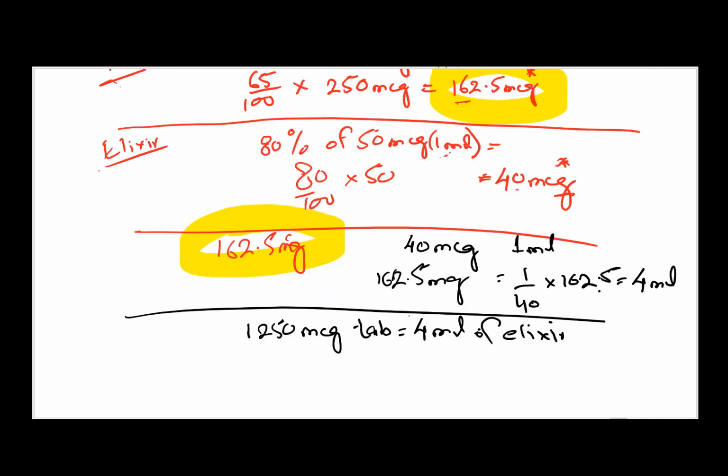So we just had to find out, because the two formulations have different bioavailabilities here, what was the bioavailability of tablet. So we know what is the bioavailability of tablets, so we find out what is the quantity provided by them. What is the amount of the drug which gets absorbed, and then work out the number of milliliters of elixir which will provide the same drug.